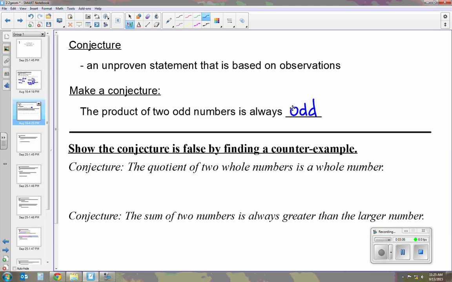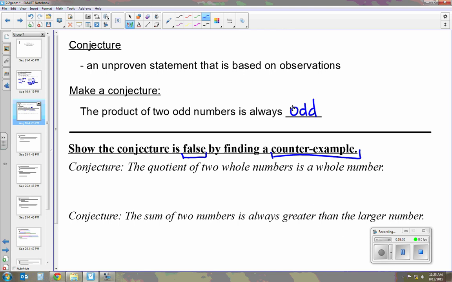1 times 3 is 3. That's odd. 3 times 5 is 15. That's odd. 3 times 7 is 21. That's odd. So I've made a conjecture. I've proven it true. And that's using inductive reasoning. We can also prove a conjecture false by giving a counterexample. And all we need is one counterexample to prove a conjecture false.